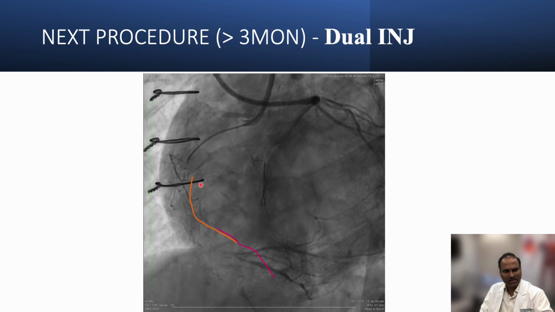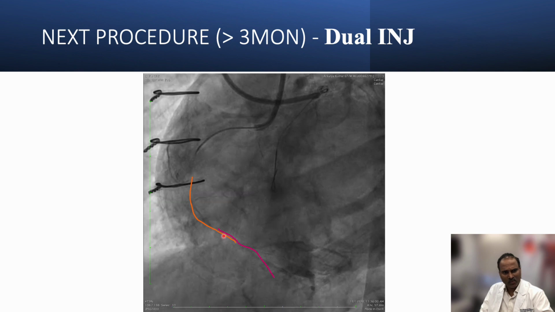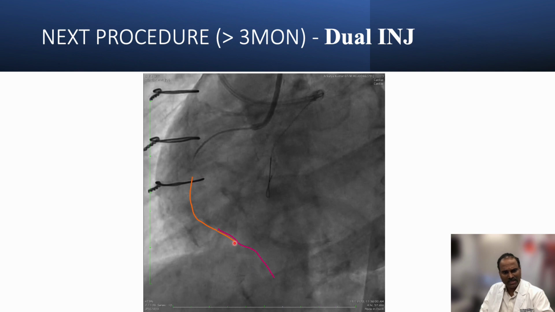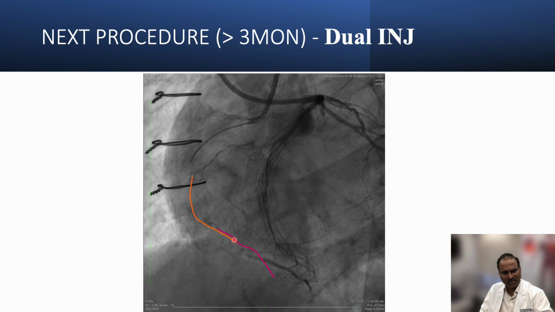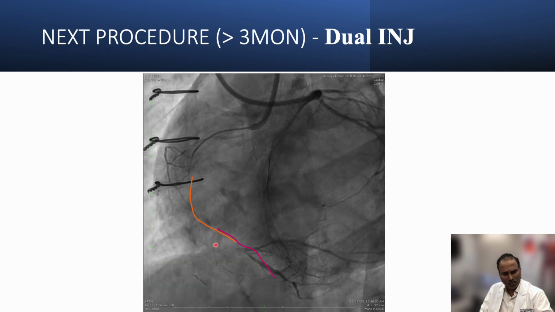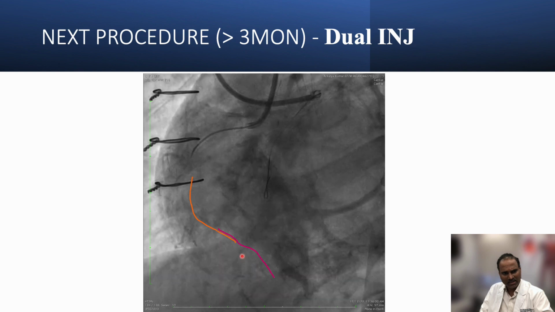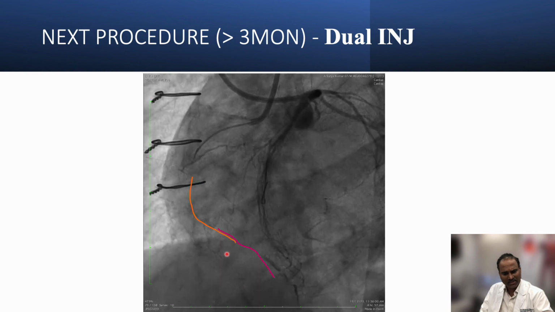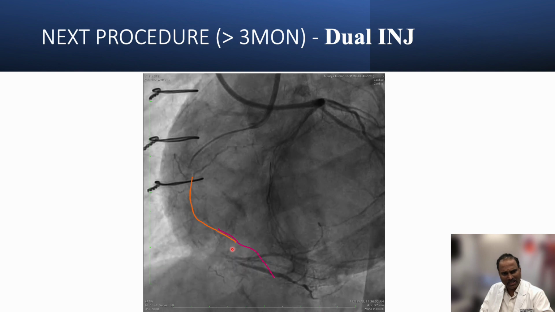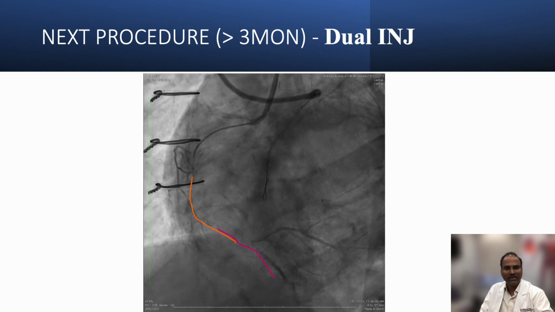And the plan was just to do an antegrade wiring and use this antegrade wire as a marker for a retrograde wiring, to overcome or to circumvent the distal anastomosis of the SVG issue created in this RCA. So that was the plan.